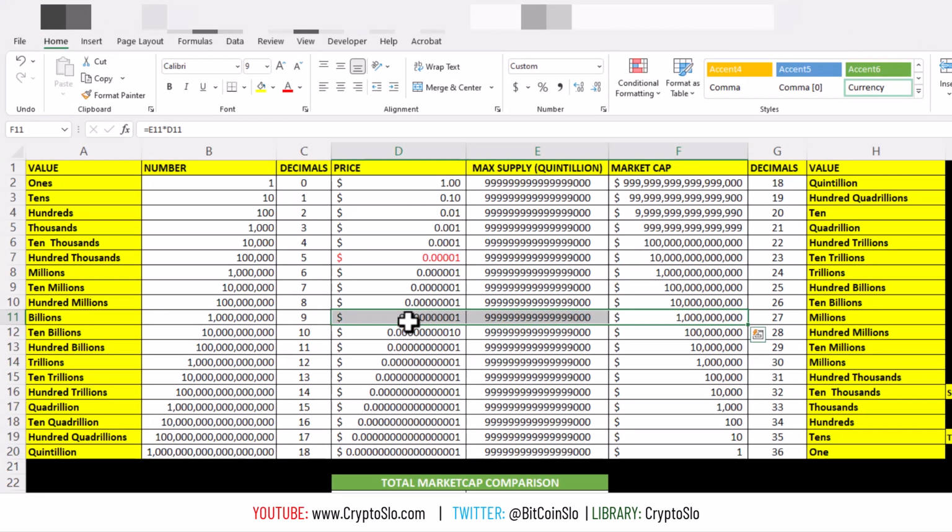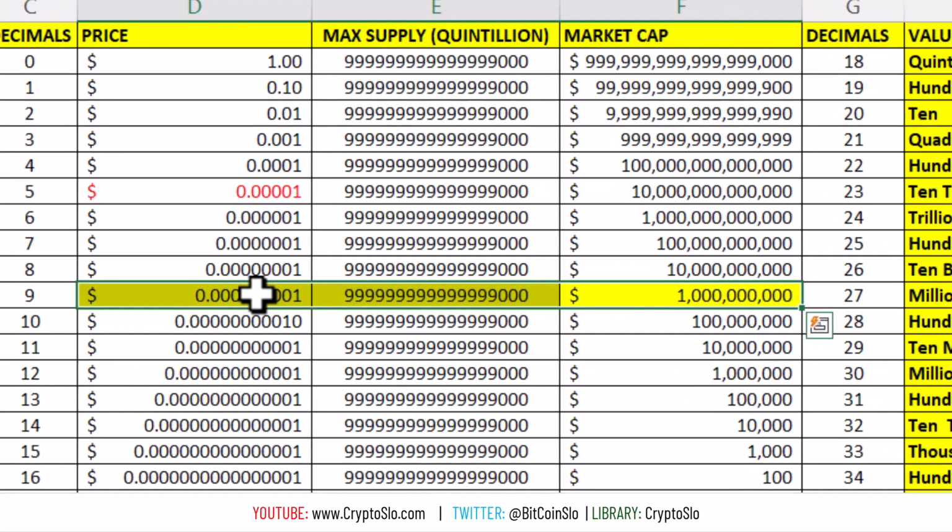Worst case scenario, 1, 2, 3, 4, 5, 6, 7, 8, 9 decimal places. So 1 gives us a $1 billion market cap. This is based on the worst case, so I do believe that this is a very highly probable price. Now, why is this important? That's 9 decimal points.